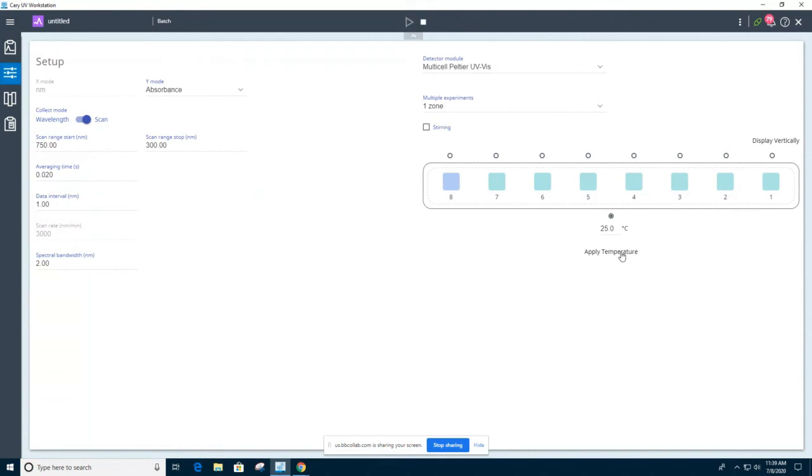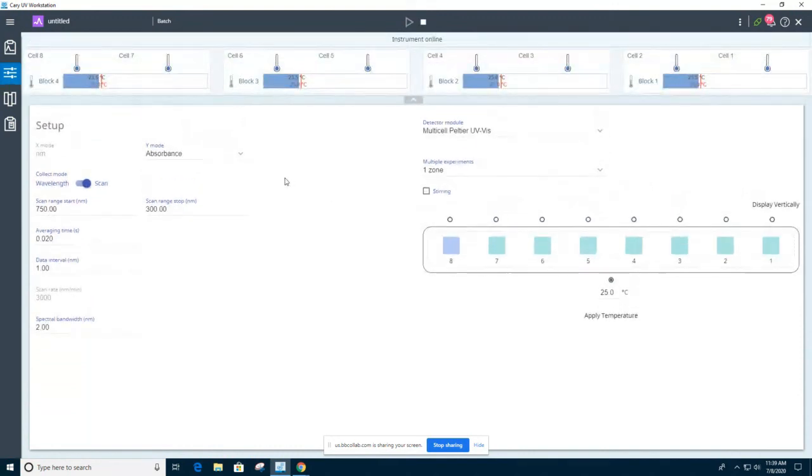Okay, so once I've applied that 25 degrees, I get this nice display. There's actually 4 separate temperature controlling devices. The red temperature is what it's set at, and the black temperature is what the cell temperature is, and it's heading for that red set point.